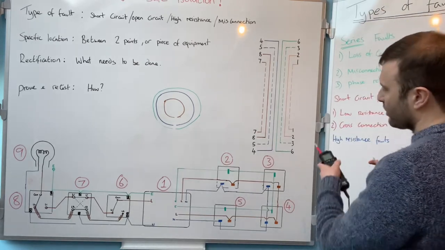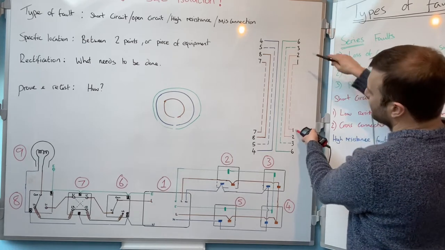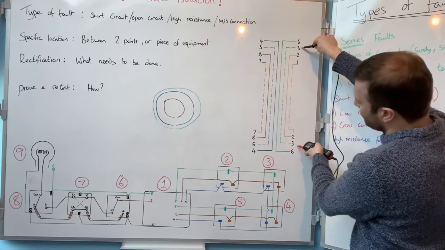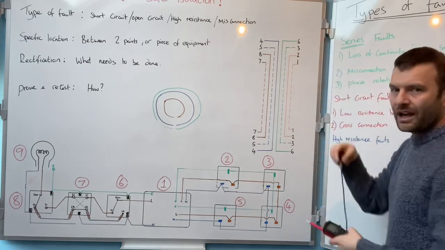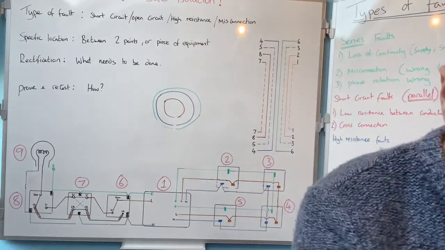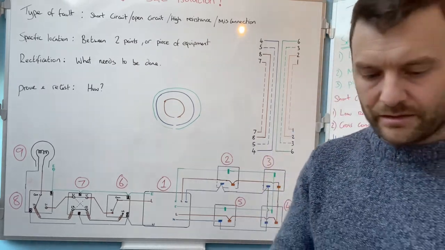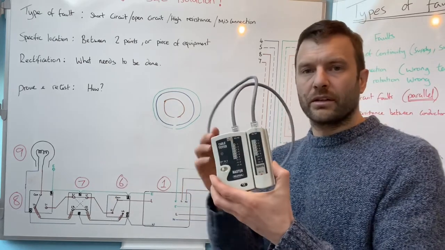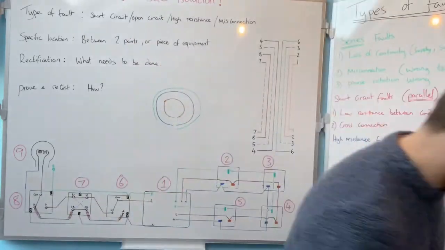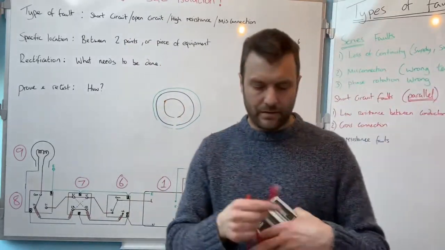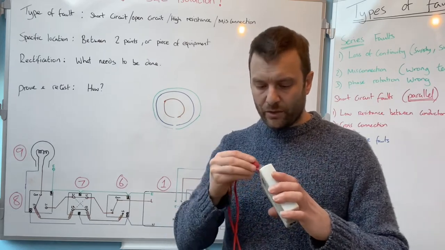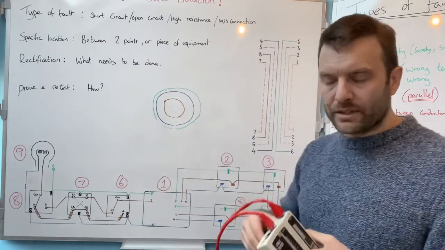So have I got continuity at terminal number one here and terminal number one here? Terminal two to terminal two, terminal three to terminal three, terminal six to terminal six, and so on. What they'll probably give you is a tester like this. And all you do with these is you put in a cable, which you would then connect into your data points, okay?